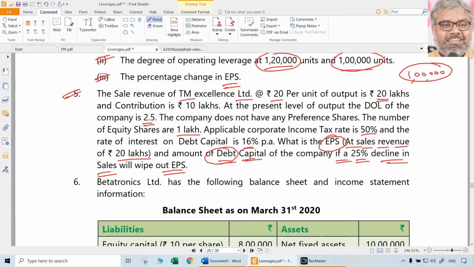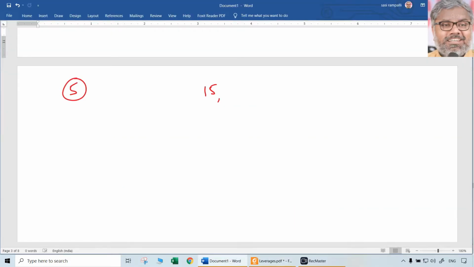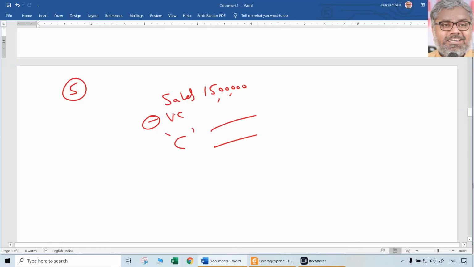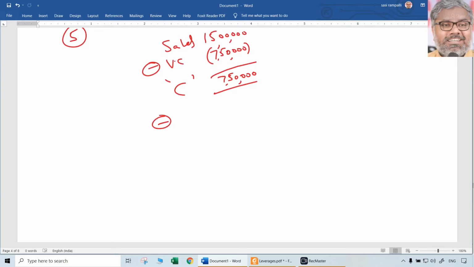Let us just say, for understanding purposes, currently 20 lakhs is the sales revenue. Imagine there is a decline of 25% in sales. So 20 lakhs minus 25% becomes 15 lakhs. That is sales, right? Contribution will change naturally. Currently contribution is 10 lakhs, which means PV ratio is 50%, which means variable cost to sales ratio is also 50%. That means if sales become 15 lakhs, variable cost will become 7,50,000. Contribution also will become 7,50,000, right?